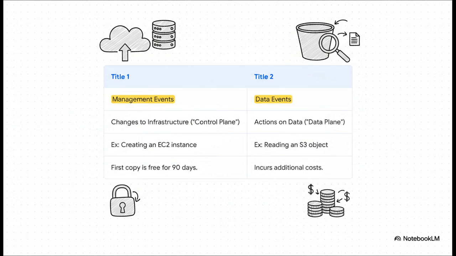Now, on the right, you have data events. These are actions that happen to the data inside your resources, like someone reading a specific file from a storage bucket. This is the data plane. Now, because these events can generate a massive amount of logs, they're not turned on by default, and they do cost extra. And trust me, we're going to come back to why that little detail is so important.